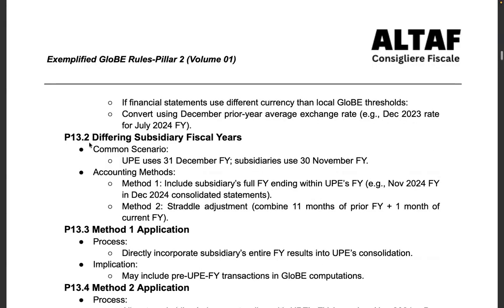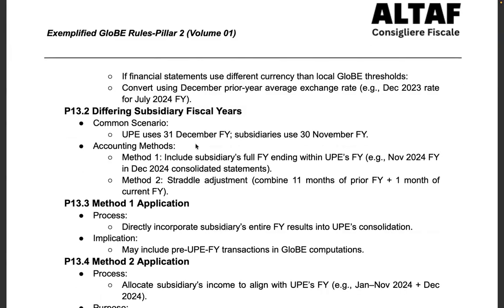Paragraph 13.2, differing subsidiary fiscal years. Now, different subsidiaries are there, and their fiscal years differ. What do we do in that situation? Common scenario: the ultimate parent entity (UPE) uses a 31st December financial year. Subsidiaries use 30th November. So there's a 1 month gap. If I recall correctly, IFRS have addressed this, by the way.